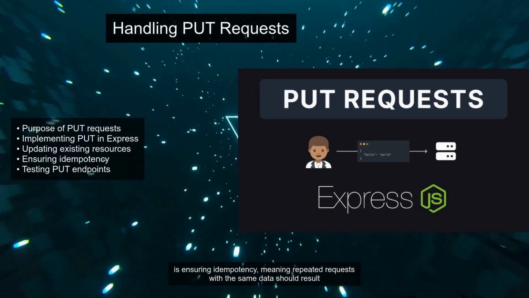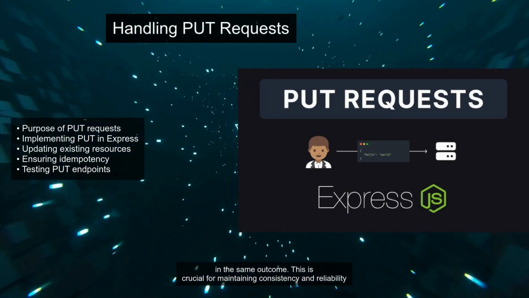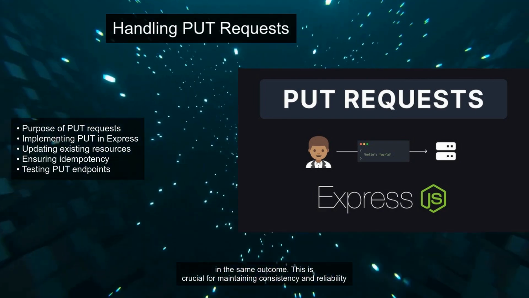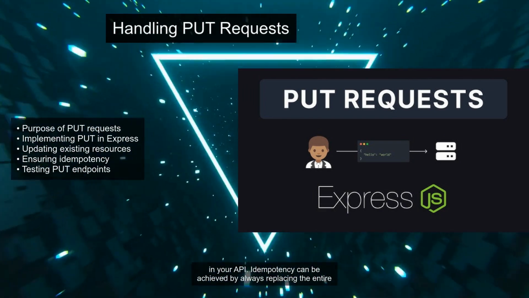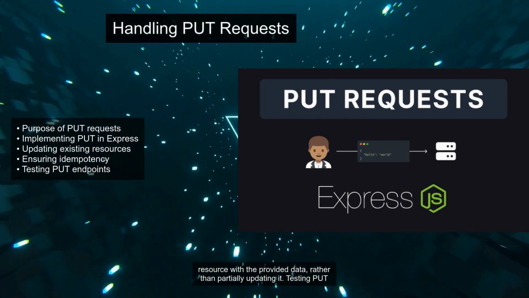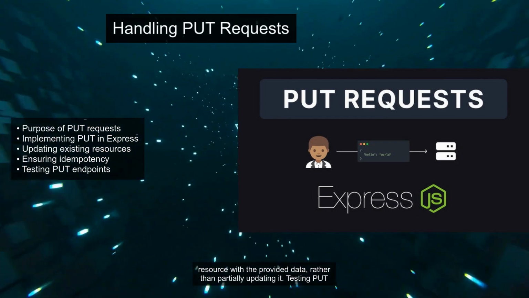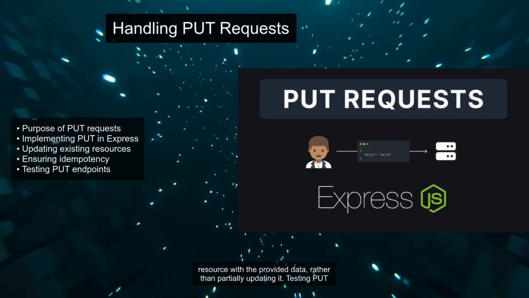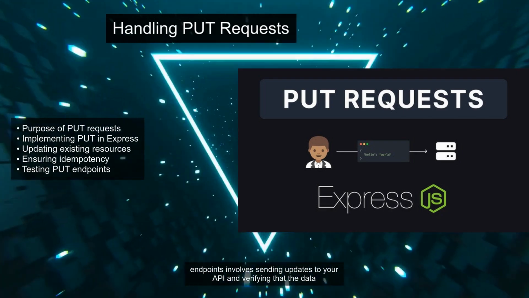One key aspect of PUT requests is ensuring idempotency, meaning repeated requests with the same data should result in the same outcome. This is crucial for maintaining consistency and reliability in your API. Idempotency can be achieved by always replacing the entire resource with the provided data, rather than partially updating it.